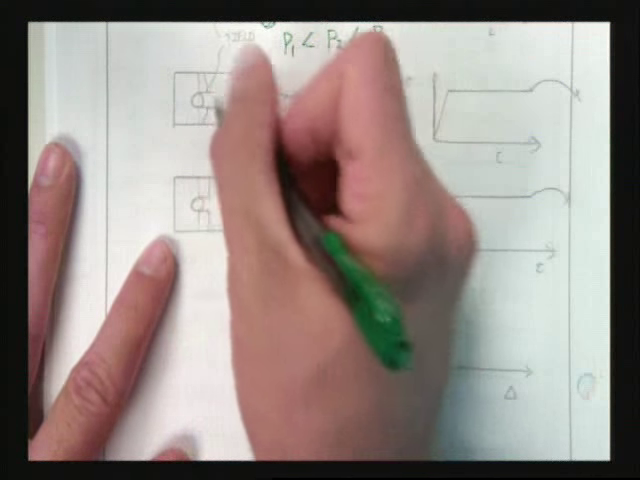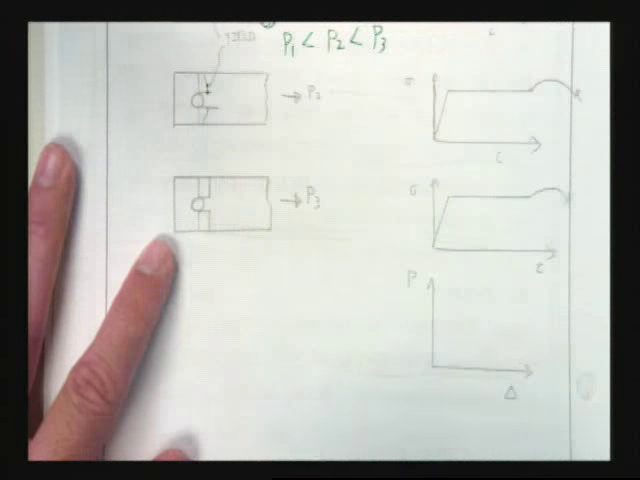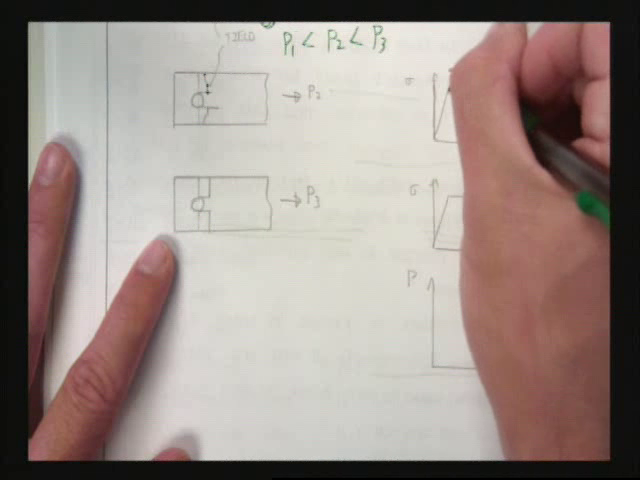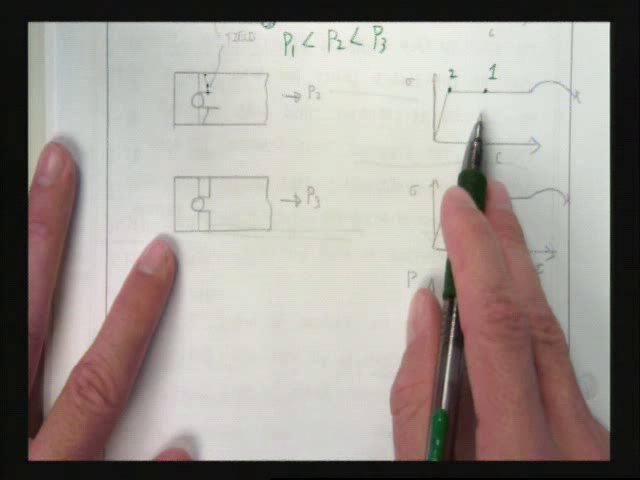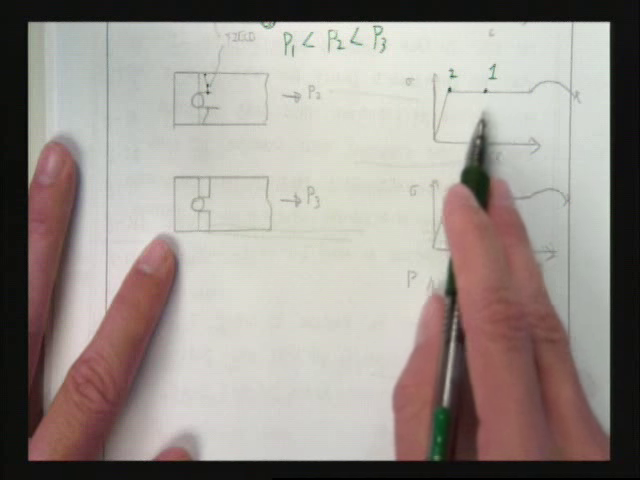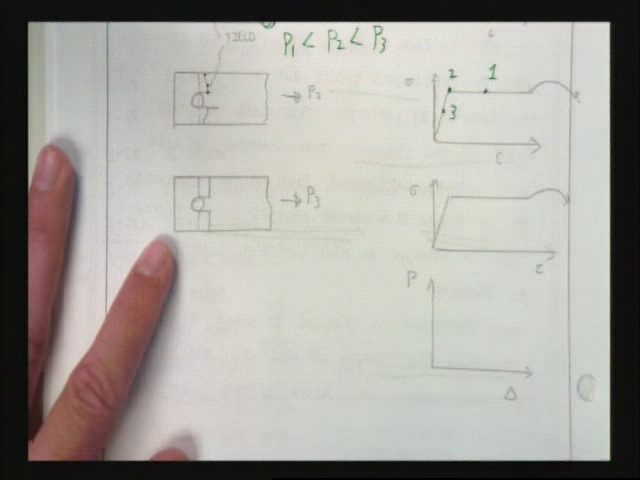So now I'm showing 1 is still yielded. 2 is right at its yield. 3 is not at yield. So we have 2 here. We have 1. How do I know where 1 is? I don't. It's on the plateau, right? It's flat. I don't know. Unless I have a finite element program, I'll never find it. 3 is somewhere down here.